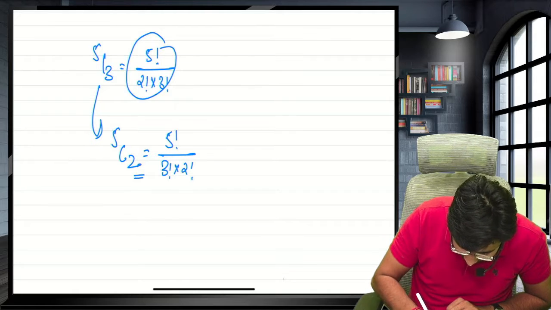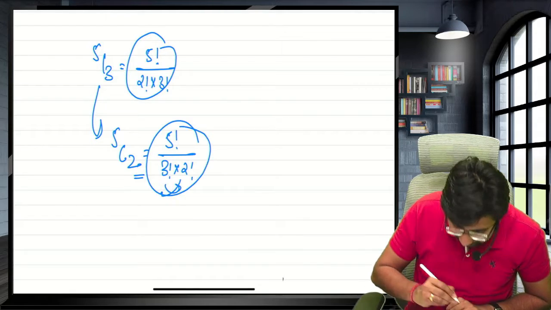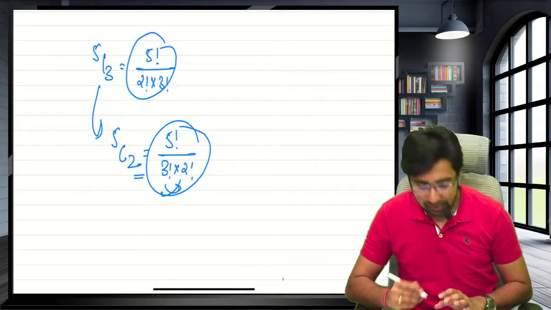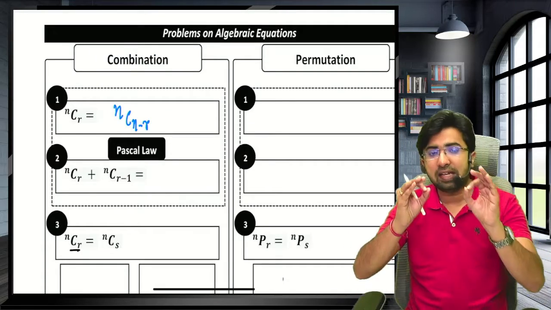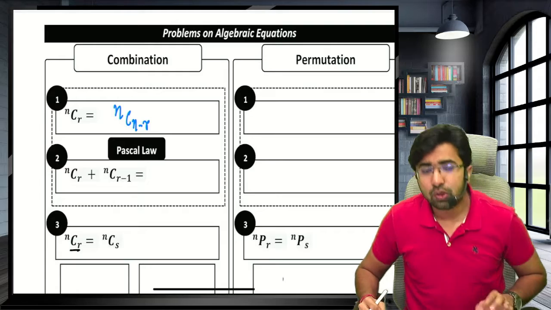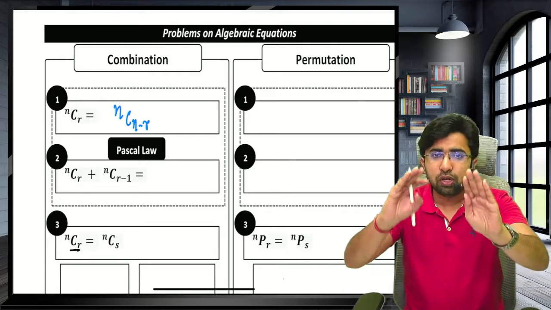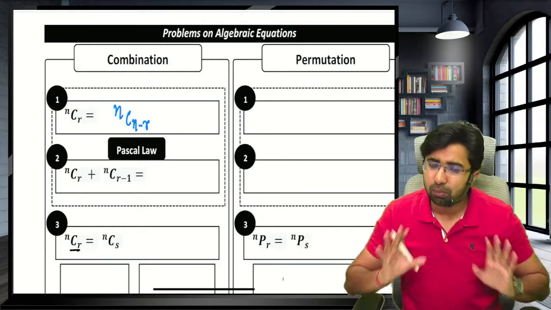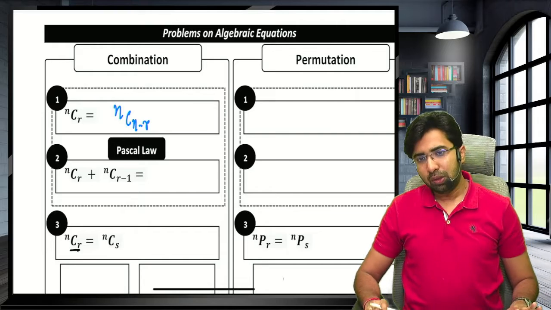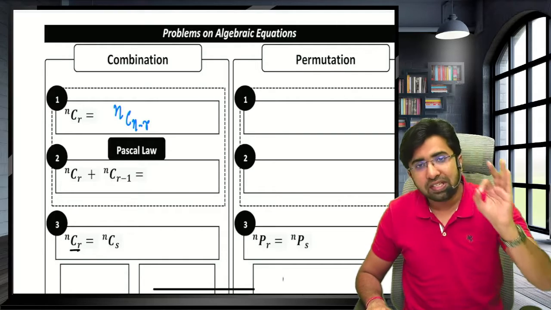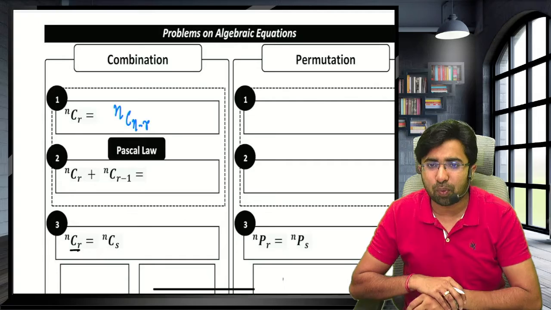Guys, you can see the order is changed, but the calculation remains the same. That's why we say, first property, if nCr, you can either solve nCr or you solve nC(n-r), both remain the same. Both combinations will give you the same result. Guys, is this point clear to you?